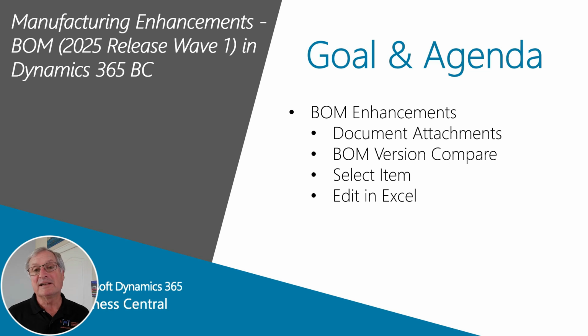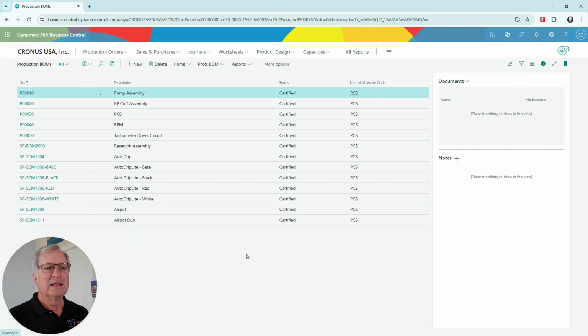And we'll look at the Select Items feature, which allows you to add a number of items into a bill of material in one screen. And then we'll also look at Edit-in-Excel, which is now part of the production bill of materials. Let's take a look at this bill of material here.